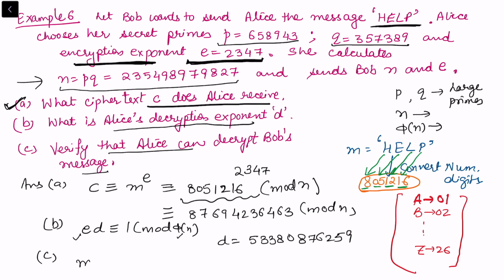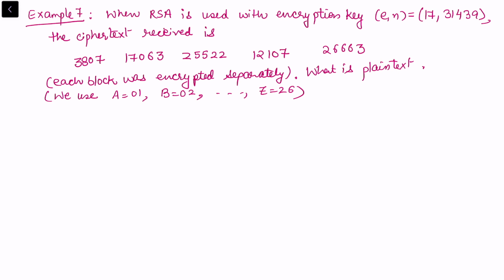So the original message M is congruent to C to the power D mod N. C we know in the first case, and D we already know from the second part. So we are going to verify that 8051216, that is the original text, comes back to us mod N.